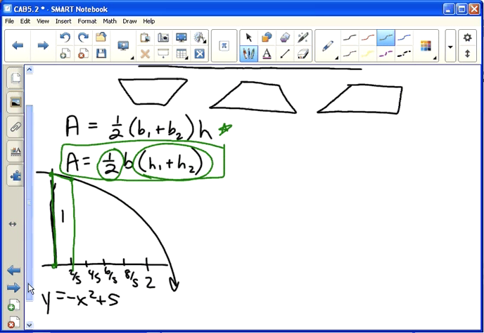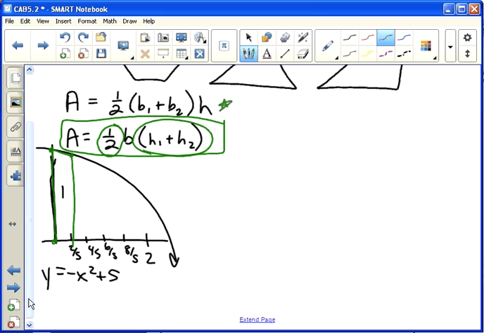So as we try to do this very first one, this is our tried and true negative x squared plus 5 that we've used before. And as we come to the first subinterval, instead of picking the left endpoint or the right endpoint or even the midpoint, we use both the left endpoint and the right endpoint and then draw a trapezoid. So let's look at how we could write this.